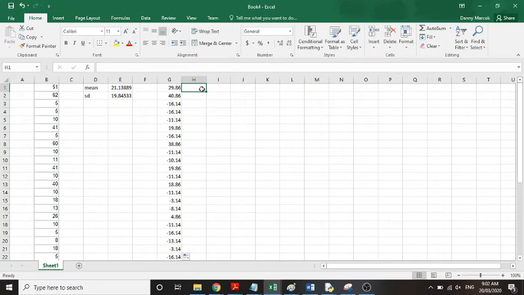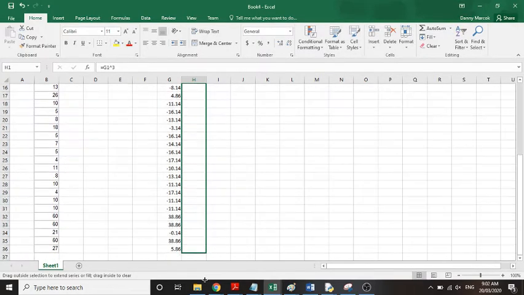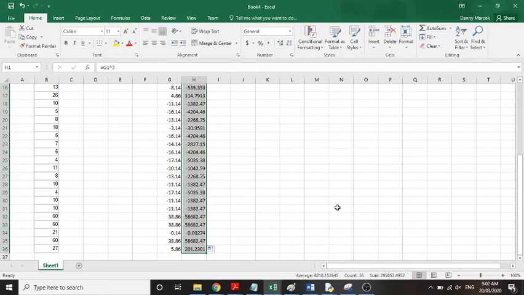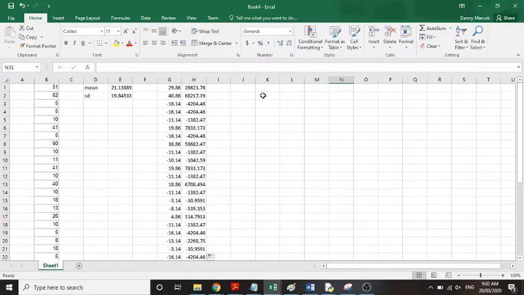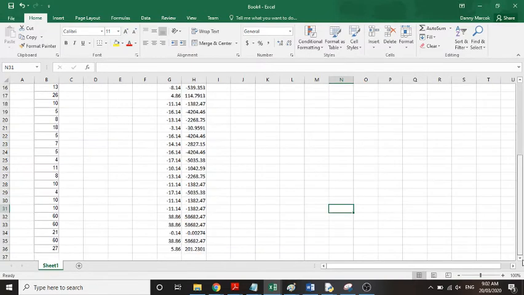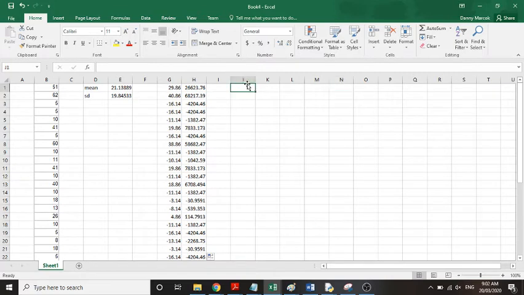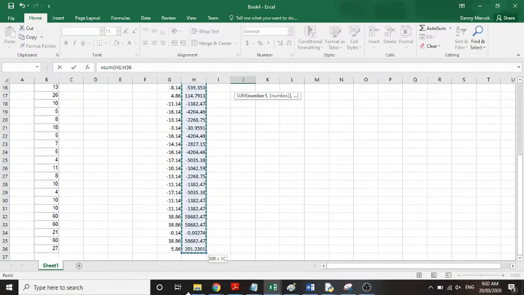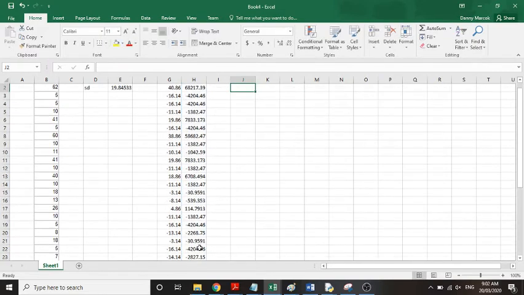From there, what we're going to do is cube it. So I'm going to take all these values, equals this, and raise that to the power of 3. Hopefully this works. And we've ended up with that. So now we're going to add all that together. We're going to say equals the sum of all of this, and close that. And let's see, what have we got? We've got that number there, 29,209,000.